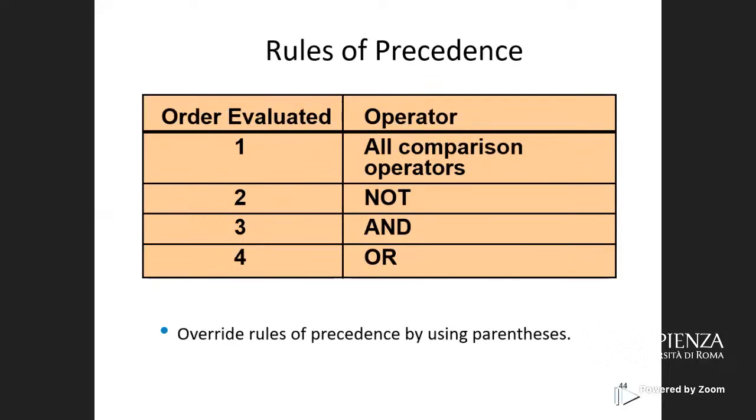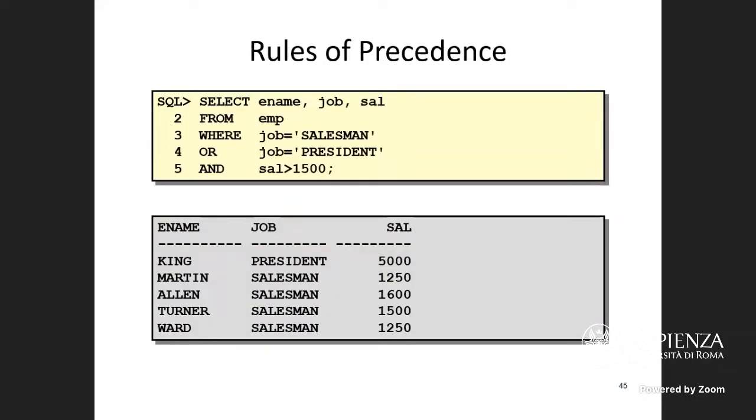Okay, so there are rules of precedence for this. You understand? All other comparison operators, that is your greater than sign, your less than sign, all of them, that is the first thing that will be evaluated. Then your NOT operator, because what your NOT operator does, it negates anything. Then your AND, and then your OR operator. That is what we have.